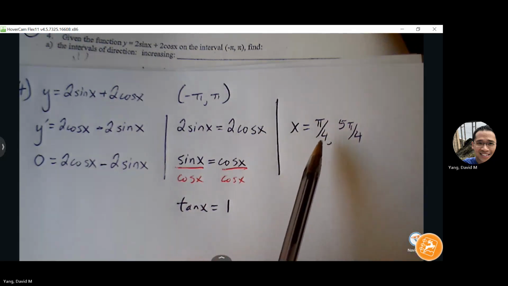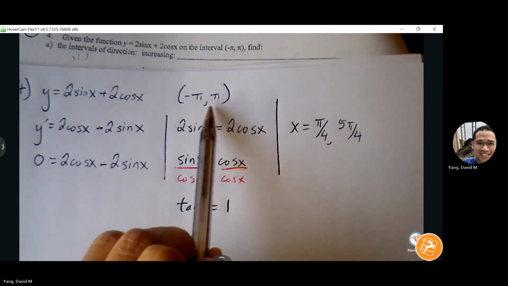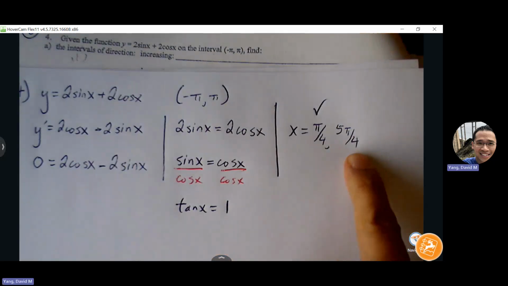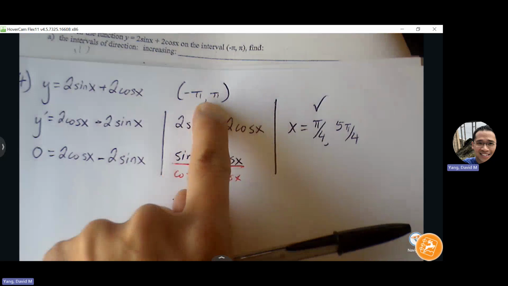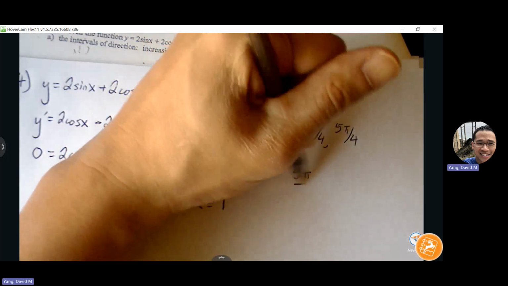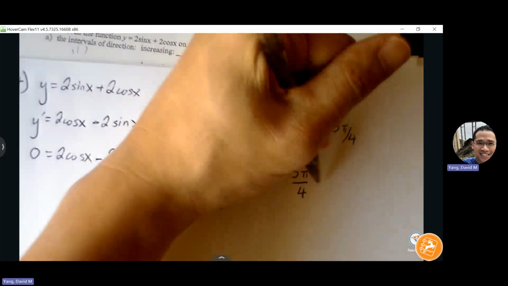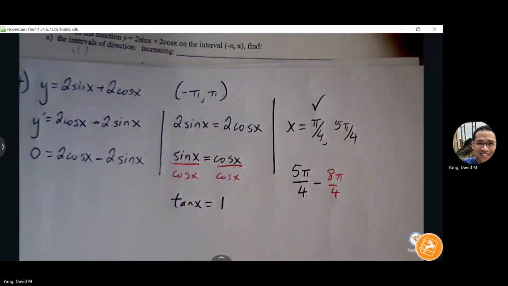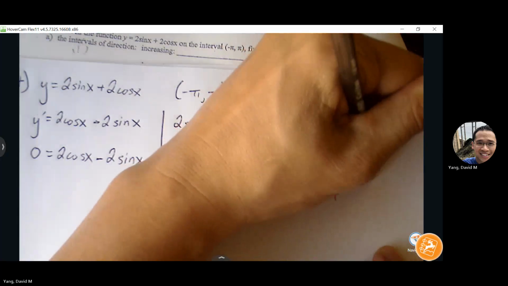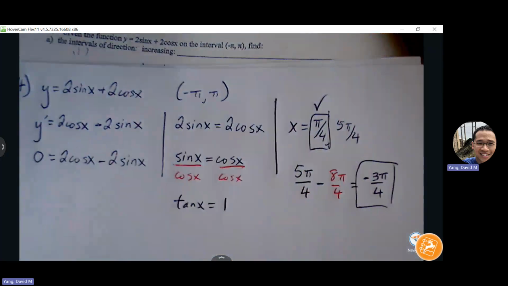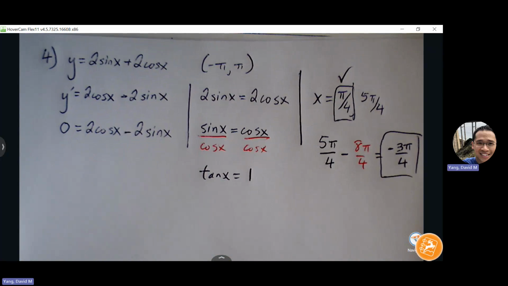But are both of these inside our interval? Pi over 4 is good, but 5 pi over 4 is outside, right? We're just going past that pi. So what can we do to find a different variation of this? Subtract what? 2 pi, yeah. So if something doesn't fit, you can always add or subtract 2 pi to see if you can get it to fit in that interval. So subtracting 2 pi is the same thing as saying minus 8 pi over 4. Okay, so now these both fit, and we're going to use these two as what goes onto our slope sign line.